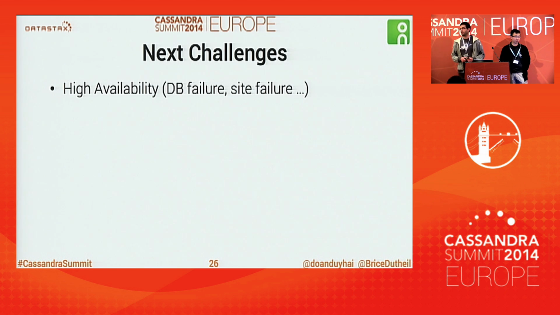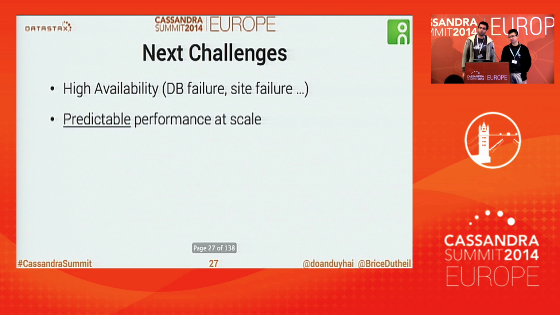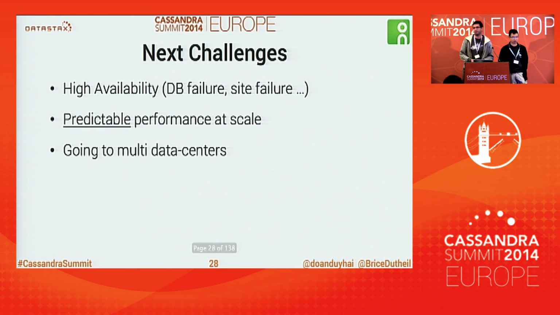So our next challenge on Libon is hardware failure. The more hardware you have, the more it can fail. Also, with the user growth, we want predictable performance if we want to add nodes. We just have to be sure that the query will be done in the same time with the same latencies. And going worldwide is maybe a challenge for us.